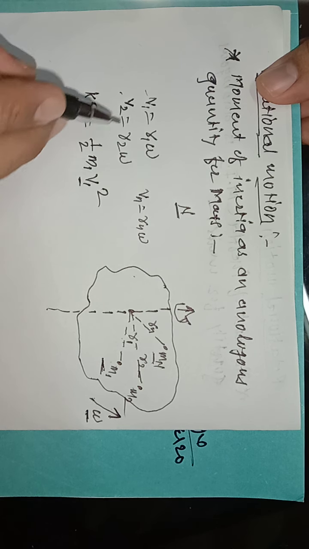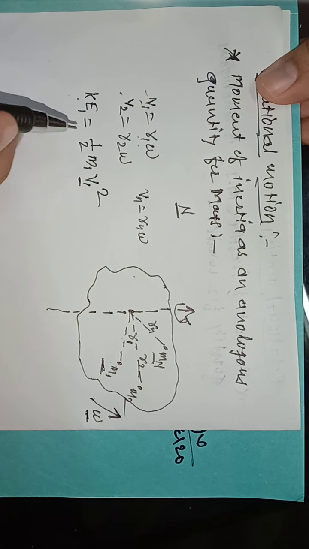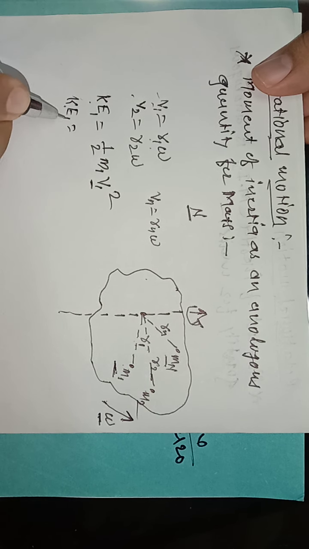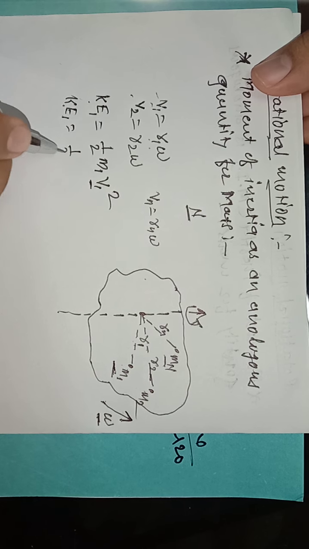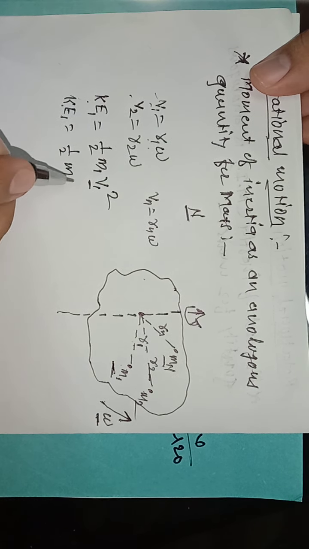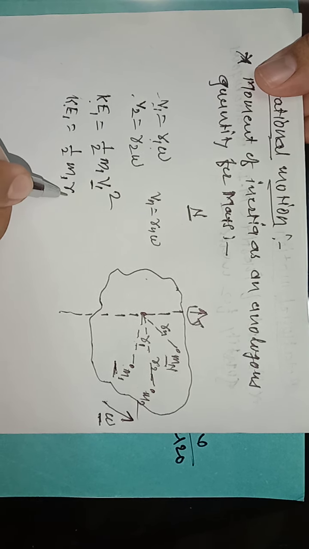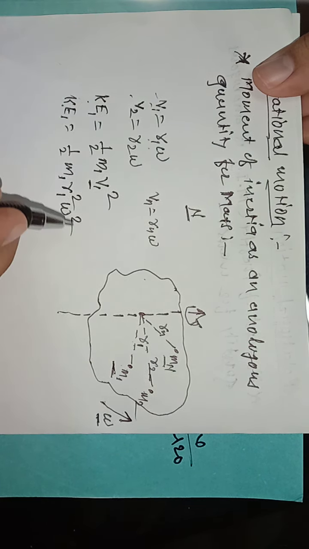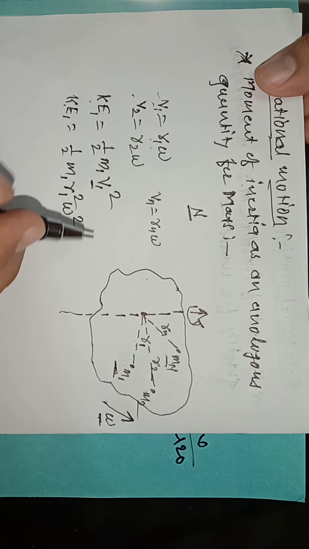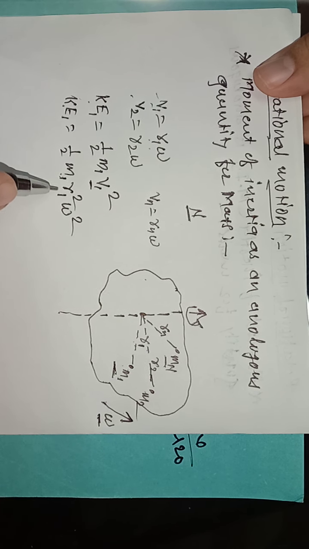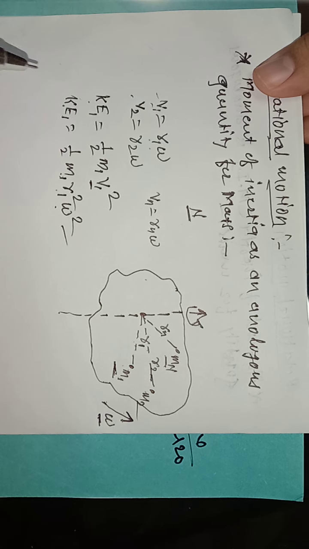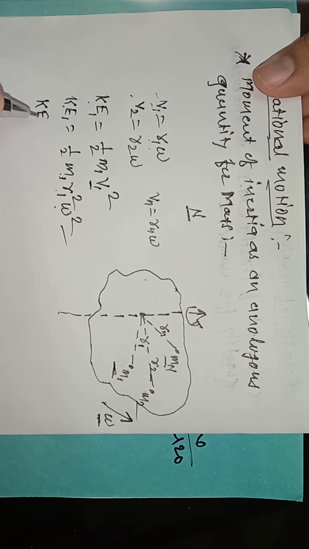But already we know v1 is equal to r1 omega, and that's why we can write KE1 is equal to half m1 v1 square, which is half m1 r1 square omega square. This is the kinetic energy of the first particle of mass m1. Same way, the kinetic energy of the second particle is given by the formula KE2.